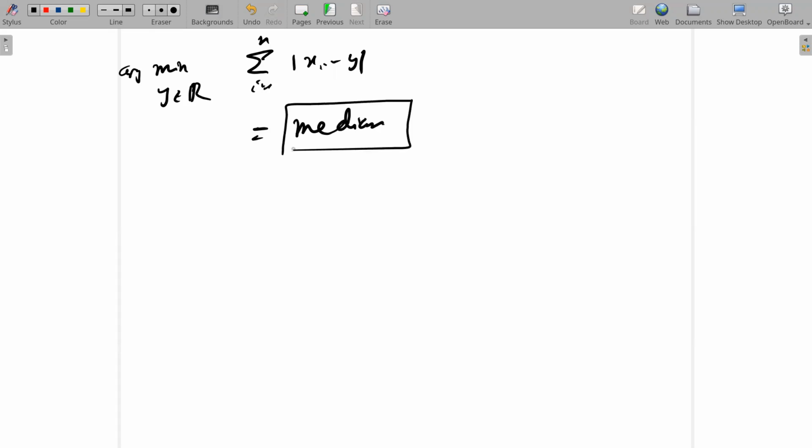This is something you can think about. It's actually not very hard to prove. You can just play around with 2 numbers, 3 numbers, and you'll notice that this is actually the median. And if you go for L0, then it will be the mode.